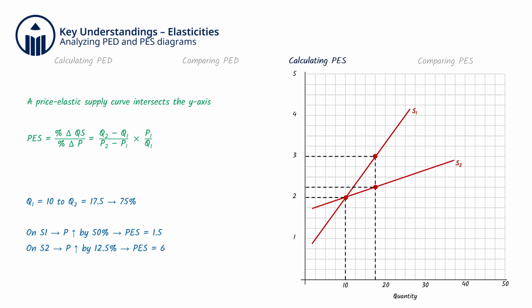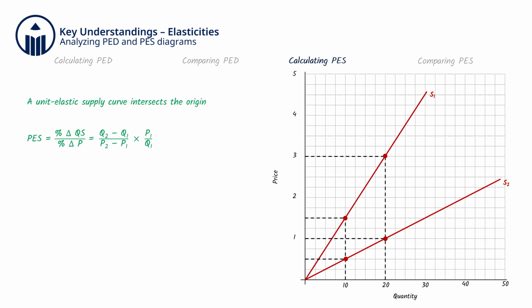On S2, however, the increase in price from 2 to 2.25 is a 12.5% increase in price, and that gives us a PES of 75% divided by 12.5%, which equals 6. Both values of PES are greater than 1. This means that supply is price elastic for both curves, even though one is steep and one is relatively flat. But because both curves begin from the y-axis, supply is price elastic.